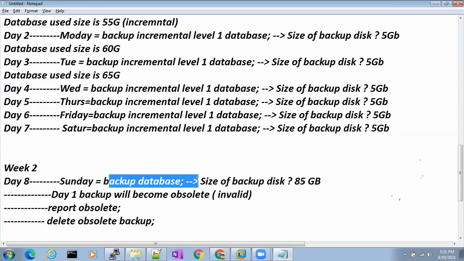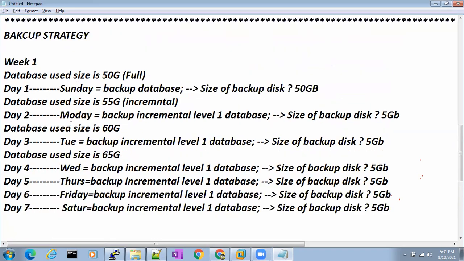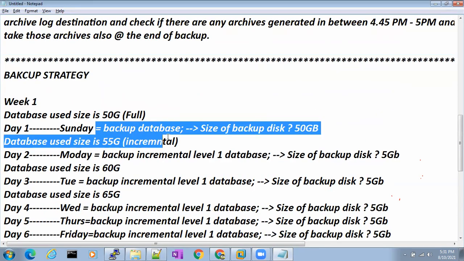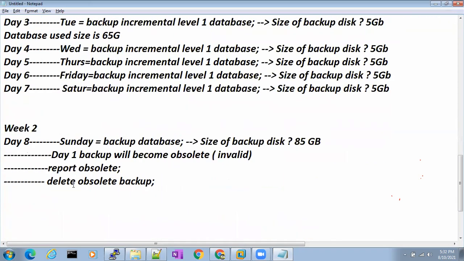So it will take the full database backup. After taking full database backup on day 8, it will report obsolete. It will check what are the obsolete backups. So the command to report is report obsolete. Then after running this, day 1 backup will be marked as obsolete, and we can use delete obsolete backup. This is rotational. Rotational means cyclic process. This is a cyclic process.